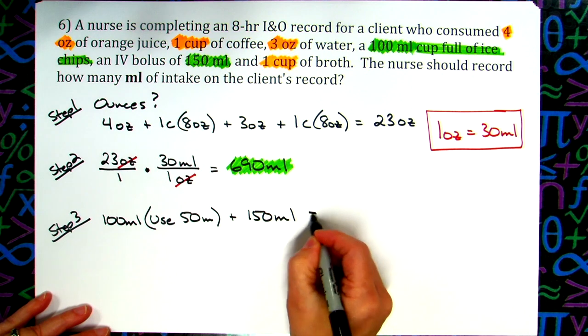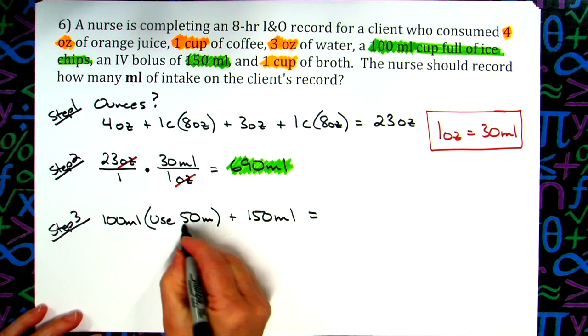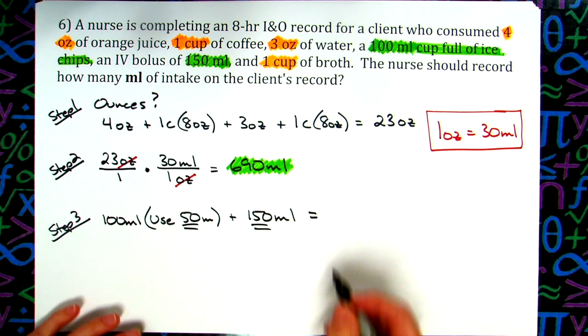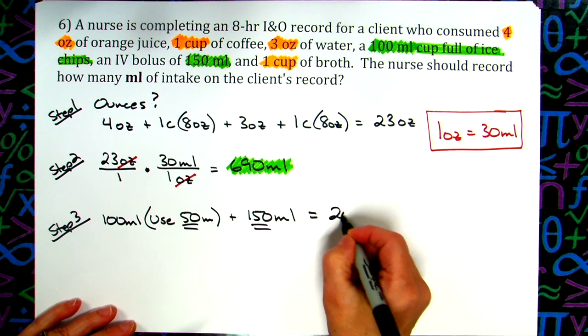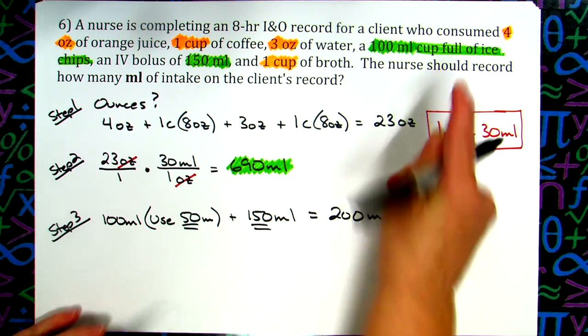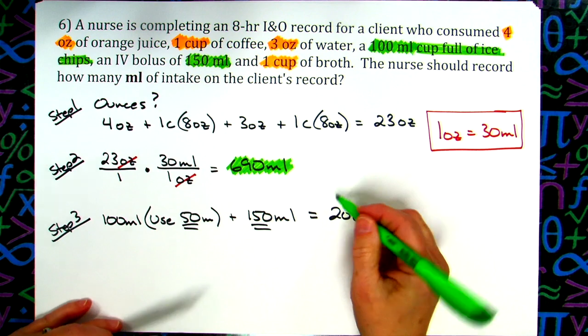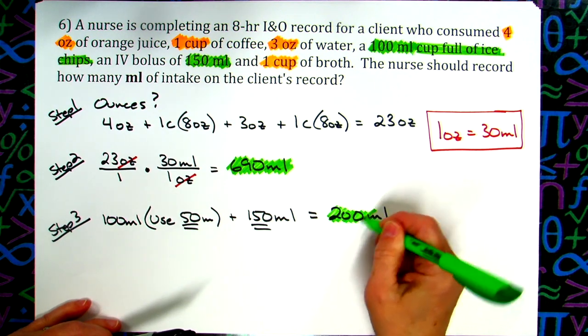From that, I can just add those two, 150 and 50. Remember, we're using 50, not the 100. So then that's going to give us 200 milliliters from the two things that are in the story problem. So I'm going to go ahead and highlight that.